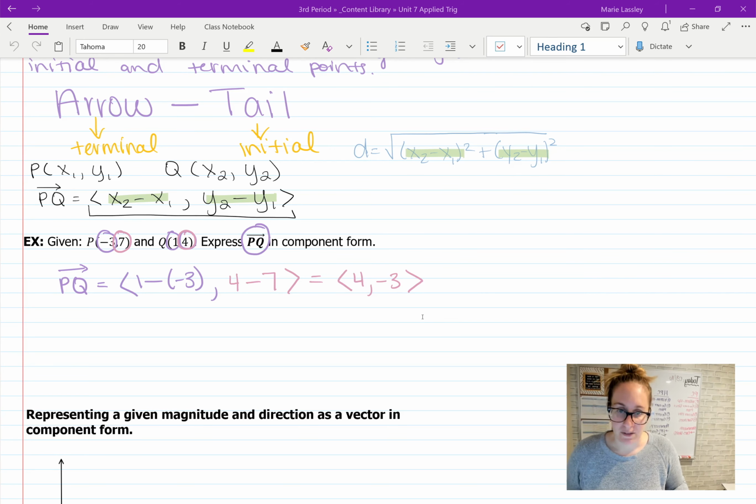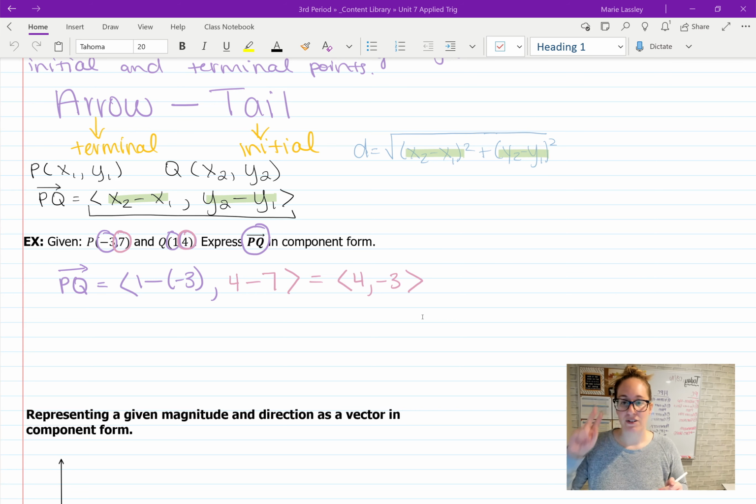All right, now just be careful, because the way that I knew that P was first is because it told me express PQ in component form. I could have also said express QP in component form, and the order matters. If they had flipped it around, that's a completely different component form vector. It's going to be pointing the opposite direction. So just be mindful of the order of the letters. The first letter is your tail piece, that's your initial point, and the second letter is your arrow or your terminal point, and that's it.